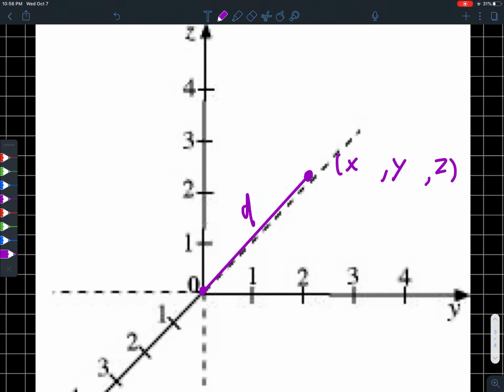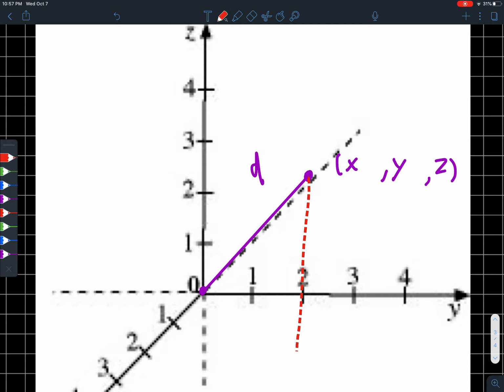Its components along these axes. We have to find this distance in terms of this x, y, and z. So how do we do that? All right. So first, we split it up into a triangle.